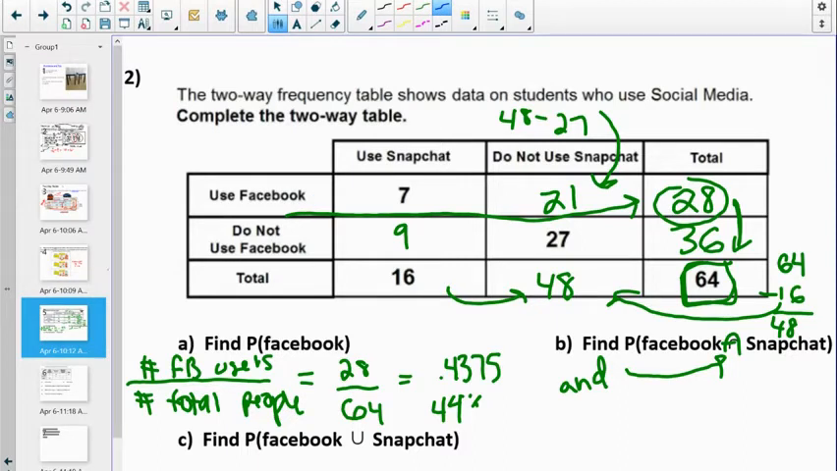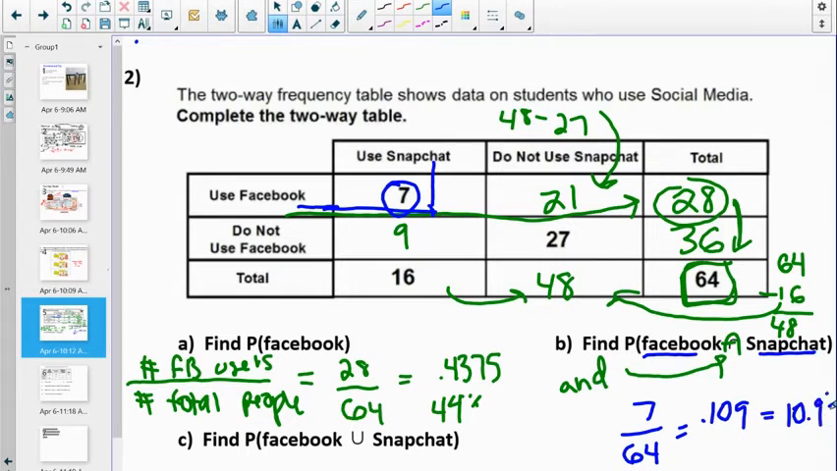where they meet up. So if we're starting here, we're finding out where Facebook and Snapchat meet. If I were to draw lines, it's where they connect, and they connect in this box right here, where it's 7. So we have 7 over, what's our total? 64. 7 64ths is equivalent to 0.109, or 10.9%. Or you can round up and say 11%. It really depends on how you're asked to round, but we won't be too picky with that.